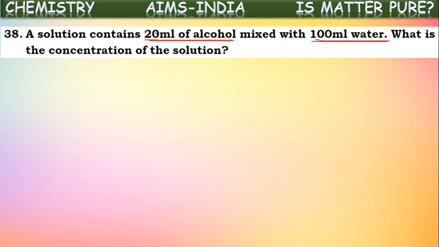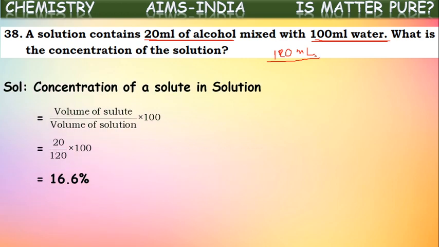So volume of solute is 20 ml. What is the volume of solution? We know the volume of solution is the sum of the volumes of solute and solvent. That is 120 ml. 120 ml is the volume of solution, the total solution. So by using the volume of solute and volume of solution, we can calculate the concentration in terms of volume percentage.